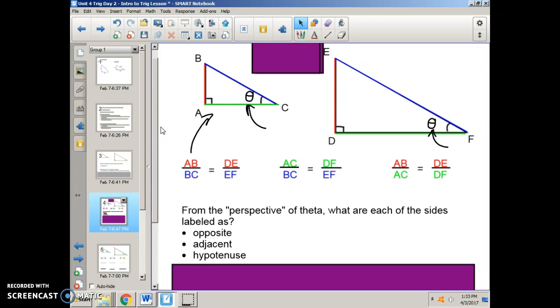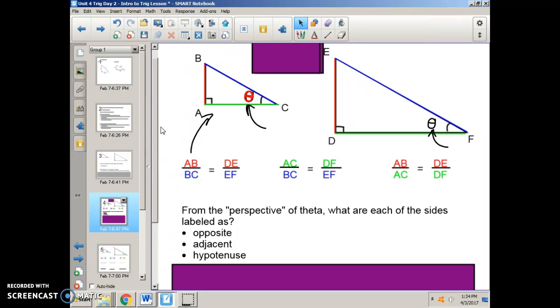So like I talked about, you have to use the same angle each time. So if I'm going to use theta in this triangle, I have to use it in the second triangle as well. Okay. Well, if I look at AB and DE, because I said they're corresponding angles, where are they in relation to theta, our all-important angle spot? Okay, well look at AB. Is that opposite, adjacent, or is it the hypotenuse based on theta? Okay. Again, BC and EF. What is that in relation to theta? Is it opposite, adjacent, or hypotenuse?